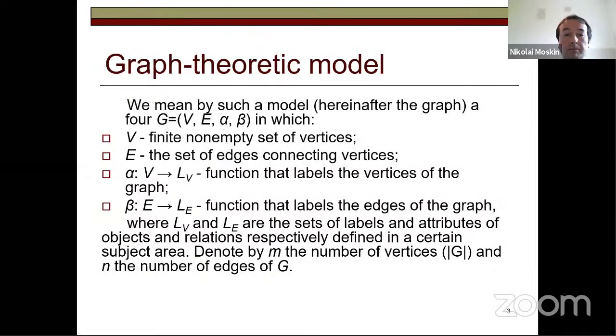What I mean by graph theoretic models: a finite non-empty set of vertices V, a set of edges E connecting vertices, alpha, a function that labels the vertices of the graph, and beta, a function that labels the edges of the graph. Where L values are the sets of labels and attributes of objects and relations respectively, defined in a certain subject area, denoted by M the number of vertices of G, and N the number of edges of G.